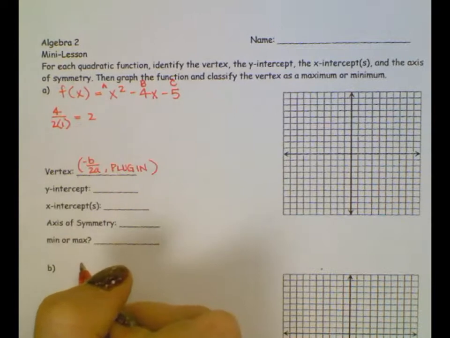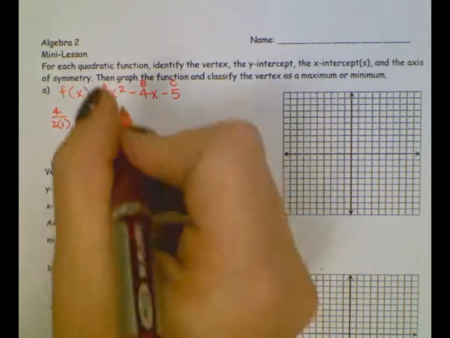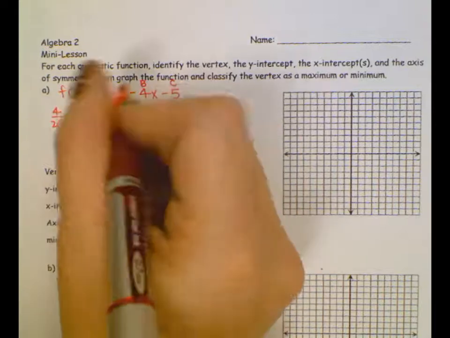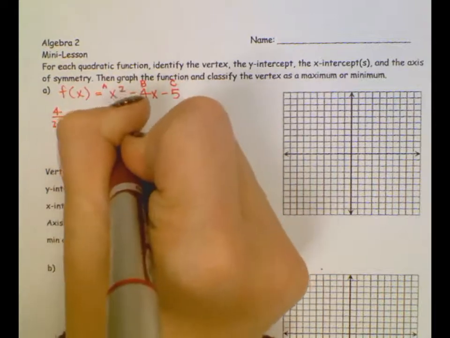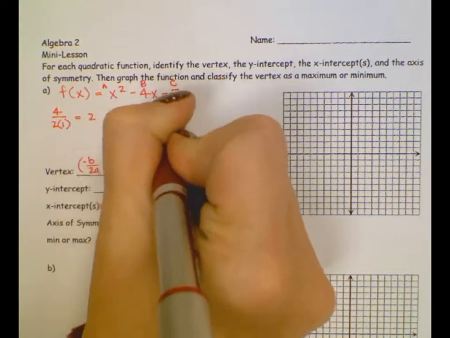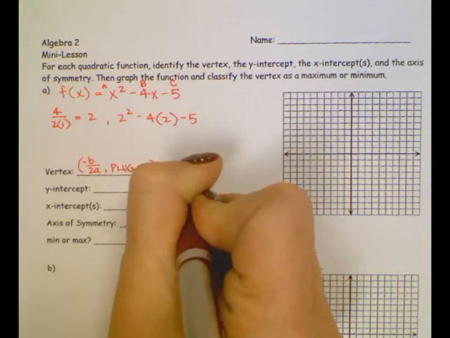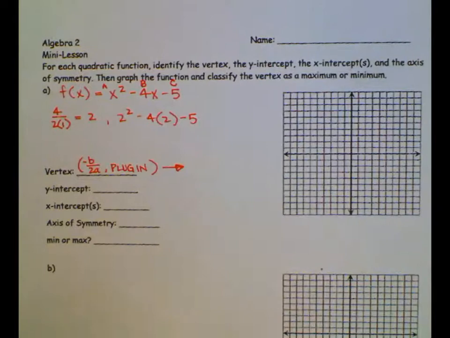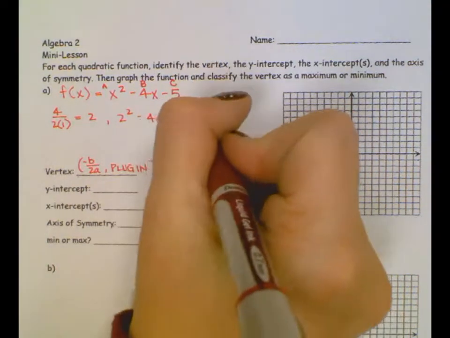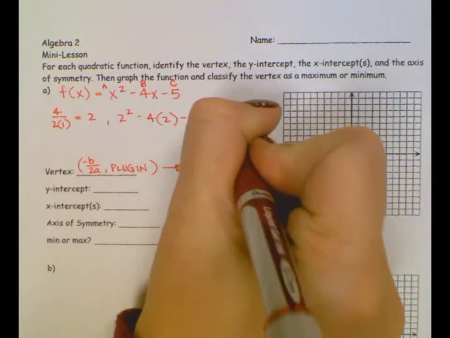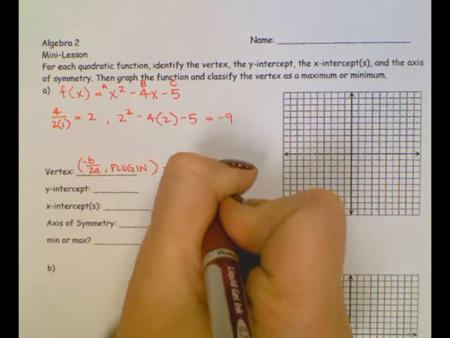Now, to get the other part of the vertex, you're going to plug that 2 into this equation. So you're going to have 2 squared minus 4 times 2 minus 5. Let's put that in our calculator, our crappy calculator. We get negative 9. So our vertex is 2 comma negative 9.